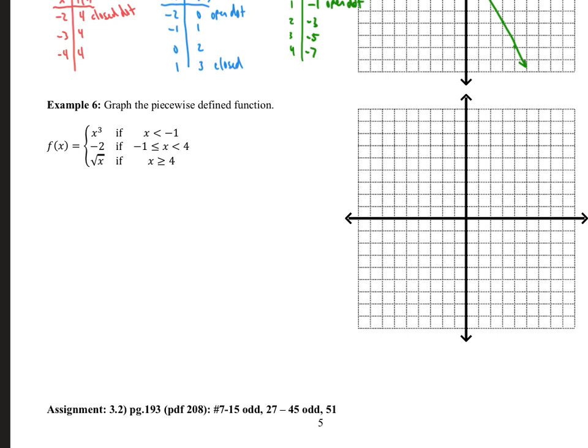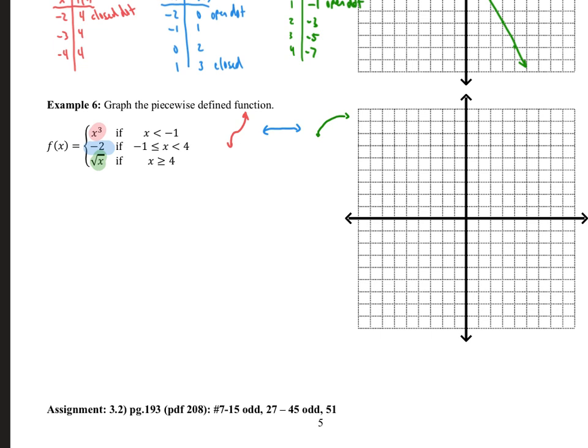So I have an x cubed, right? What does x cubed look like? That is that vertical S. So when we're done drawing, we should have a piece like that. Then we have negative 2, right? So just a number, which means we're looking at just a horizontal line. And then the last one here, square root, that was that half curve off to the right. So it started at 0, 0, and half curved off to the right. So kind of think about that.